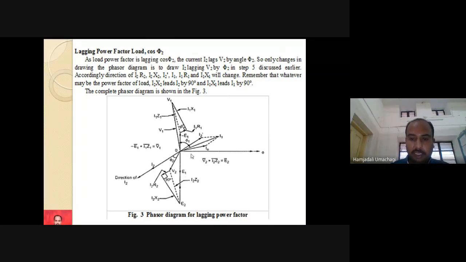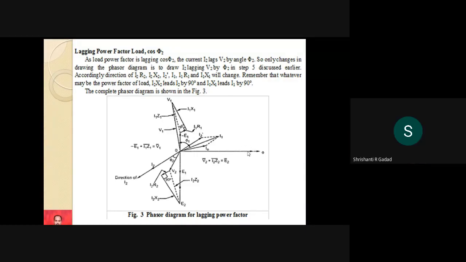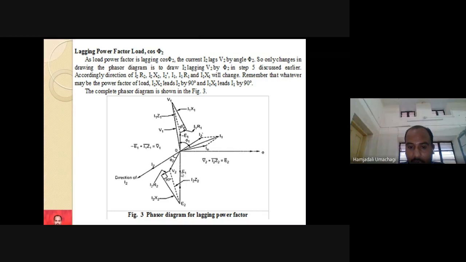To draw this diagram also, the same steps you have to follow. What is my step number 1? Take flux as reference. The connected load here is a lagging inductive load. Step number 1 is flux as reference. E1 lags flux by what angle? 90 degrees. E1 antiphase is minus E1, just according to those 9 steps. Then E1 and E2 are in phase. Is it clear till here?